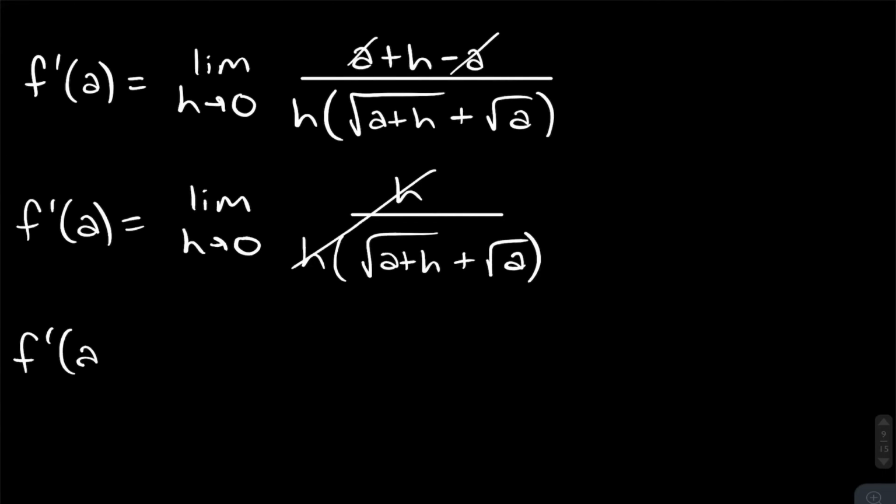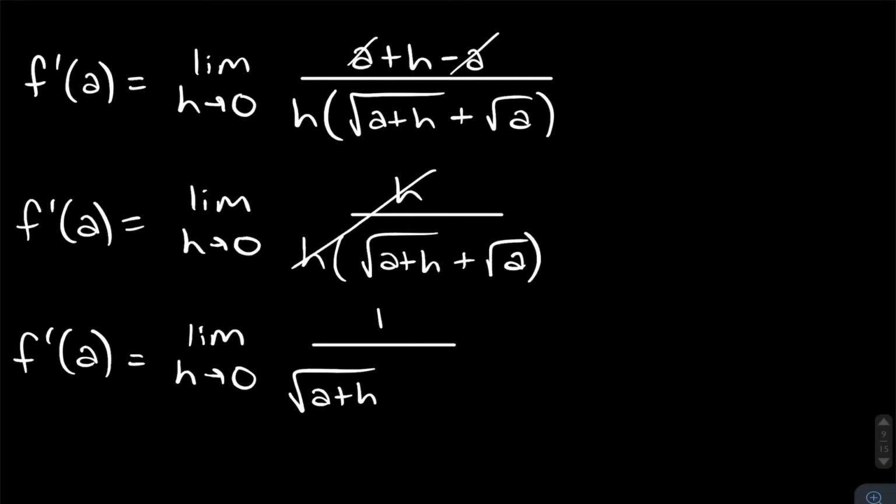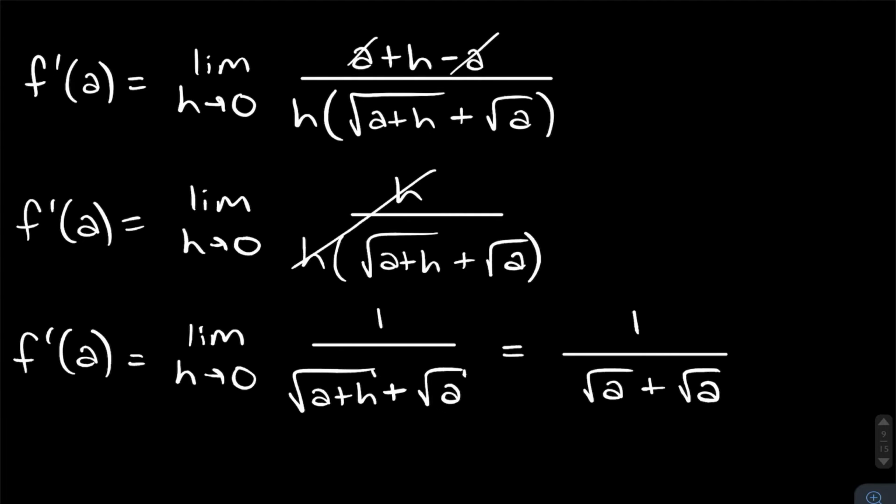Moving on here and just finishing up this problem, we get that f prime of a is the limit as h approaches 0 of 1 over the square root of a plus h plus the square root of a. And now we can just plug in that h equals 0. It's not going to make the denominator 0 here. And so we'll plug that in. We get 1 over, this is the square root of a plus 0 right here. So that's just the square root of a. Then we get plus the square root of a. That's not 1 over a. That's 1 over 2 rad a.